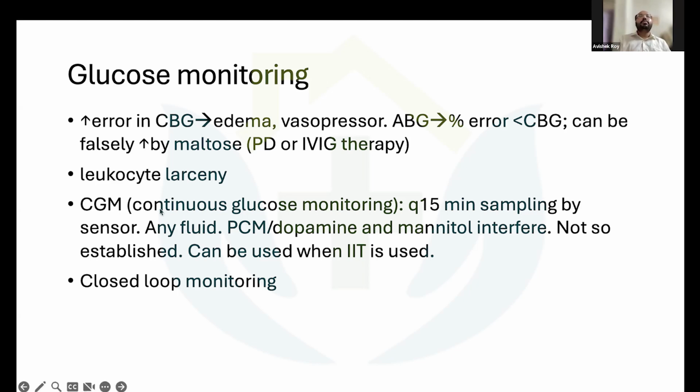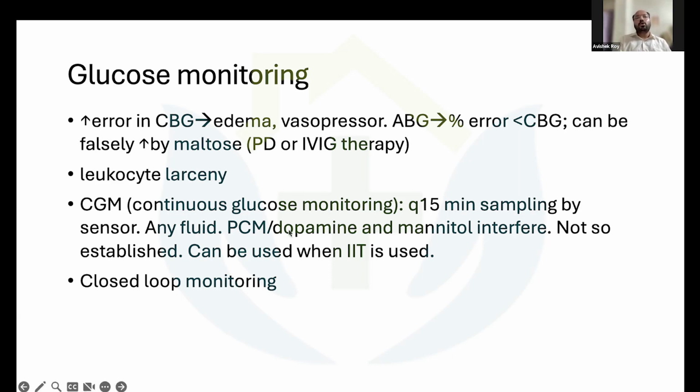And the other method that has come up is continuous glucose monitoring. So rather than pricking the patient or checking repeatedly and bothering the nursing staff, there are subcutaneous glucose sensors, which take samples based on the microdialysis principle at an interval of 15 to 20 minutes, and any fluid can be used for calibration purposes. Generally, it is safe. Although it is called continuous, it's a misnomer. It checks at an interval of 15 minutes, but nonetheless it is much less labor intensive and more frequent as compared to what we normally practice.